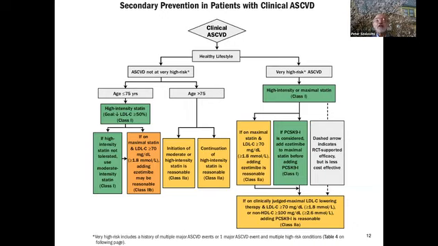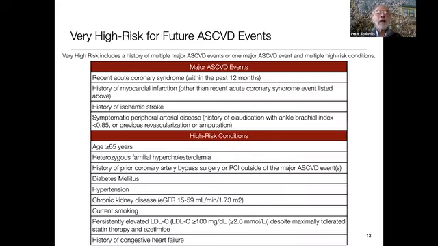This is for secondary prevention. So it's a similar flow chart for people who are already diseased and not just at risk. And then for people at very high risk for future events, which is defined by these histories and these high risk conditions, these are the people who fall into that second flow chart and should be treated that way.